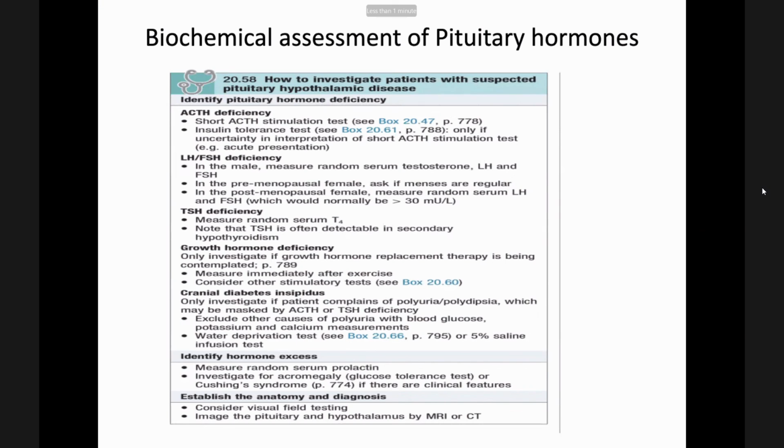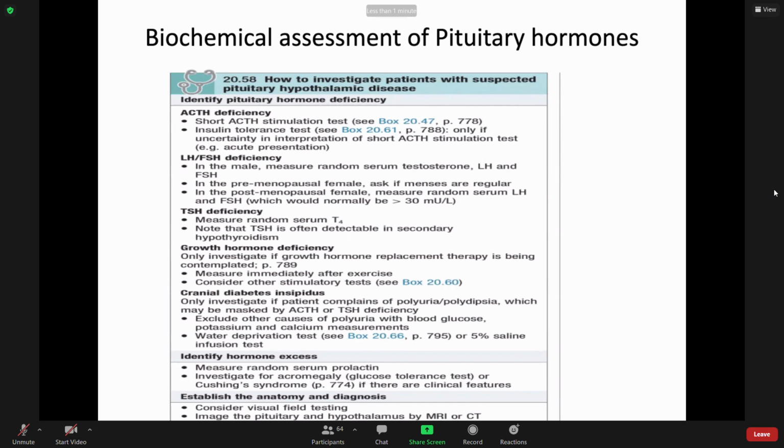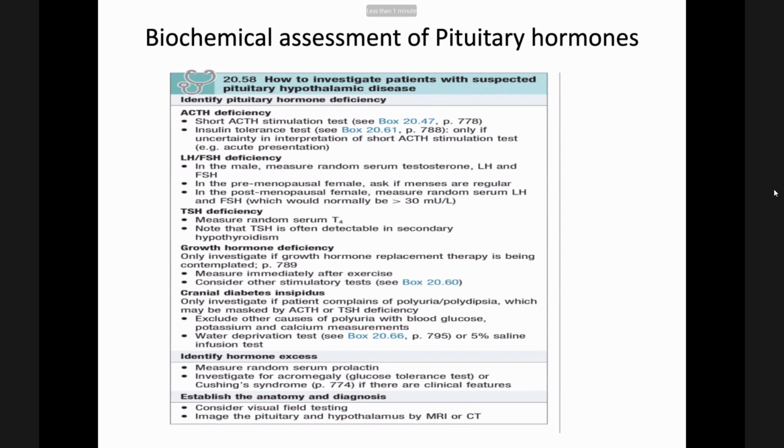For TSH deficiency, we have to measure random serum T4. Note that TSH is often detectable in secondary hypothyroidism. In secondary hypothyroidism TSH could be low, normal, or even high. Similarly, we have to evaluate growth hormone deficiency. For growth hormone deficiency there are a lot of stimulatory tests, including the post-exercise and glucagon stimulation tests. There are a lot of things.